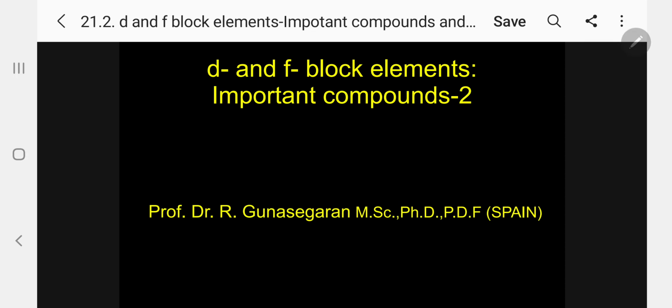My dear students, today I am going to discuss D and F block elements. Two important compounds under the D block elements, and then the F block elements, I am going to discuss. Kindly follow. The two important compounds, one is potassium dichromate, another is potassium permanganate, that is coming under D block elements, and the F block element general characteristics and other information I am going to discuss.